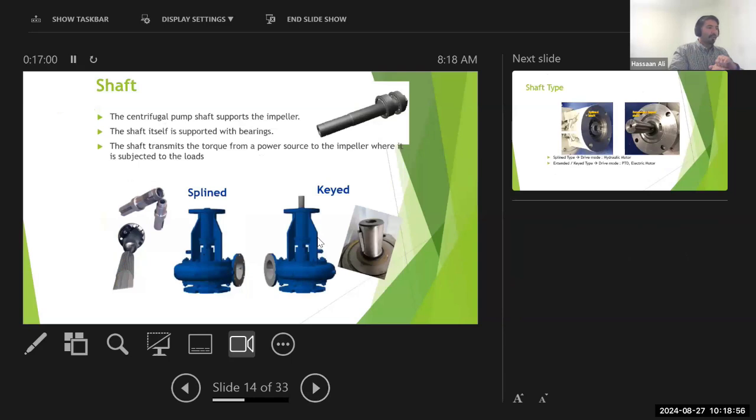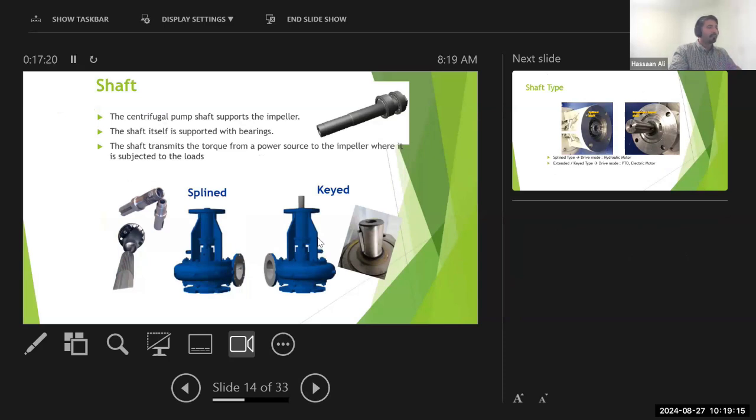Shaft of the pump is also a very important component, and the reason for that is that shaft is the heart of the pump that will convert the rotational energy from the prime mover and transmit it to the impeller of the pump. So a lot of emphasis is placed on the selection of the right type of shaft.